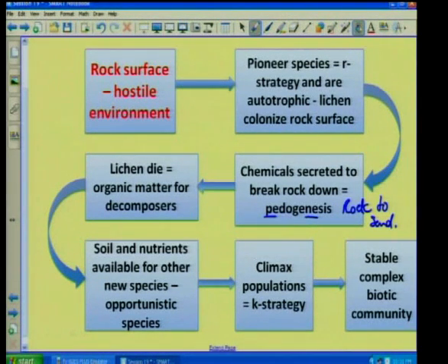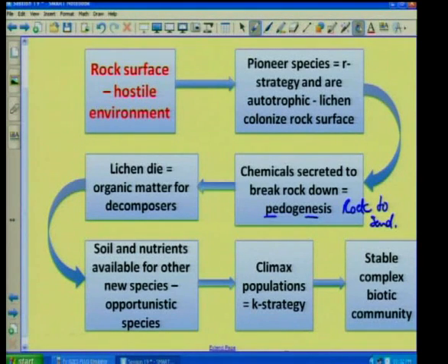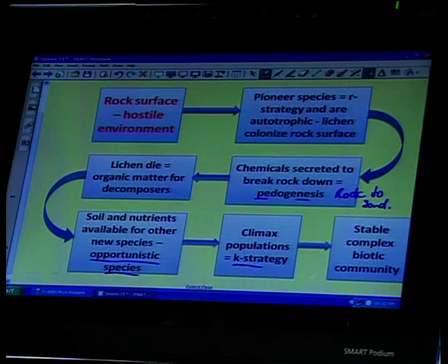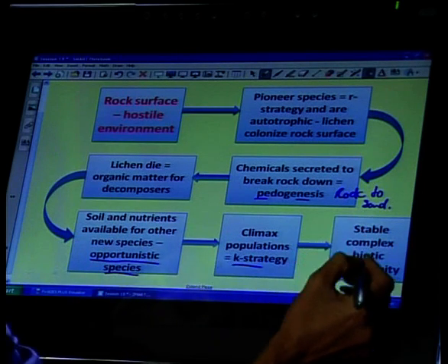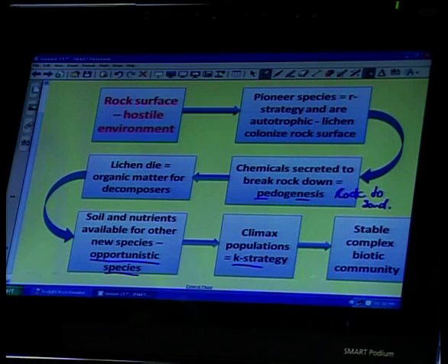So when the lichen dies, what does it do? It gets decomposed, which means it starts to give this soil here some fertility. The soil and the nutrients are available for new species, and then we get our opportunistic species developing. And then we have our climax populations, the K strategy animals and plants, and we end up with a stable, complex community.